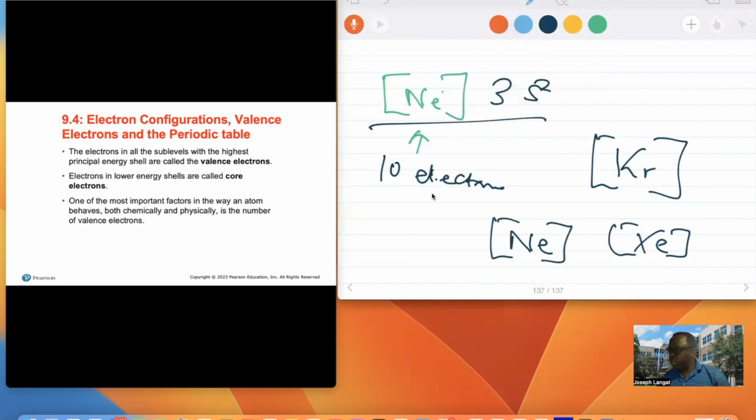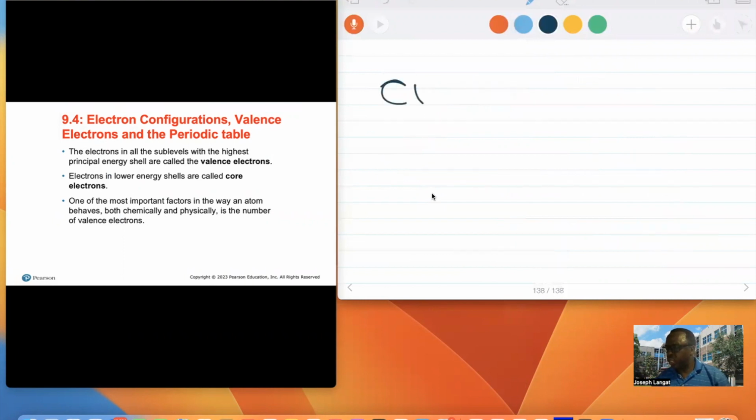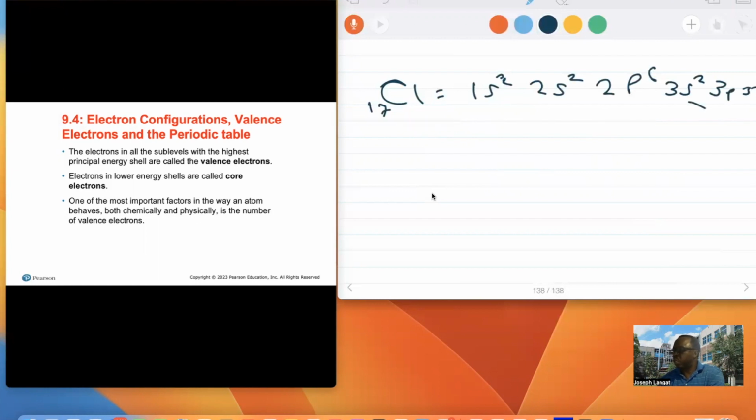Let's say for chlorine, atomic number 17 would be 1s2, 2s2, 2p6, 3s2, which is 12. We need 5 more, so it's going to be 3p5. So if I use the shorthand, it's going to be neon.